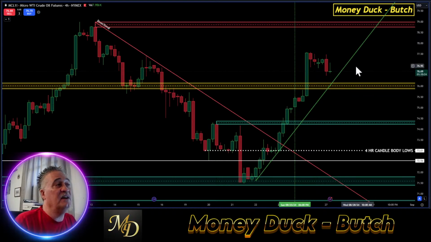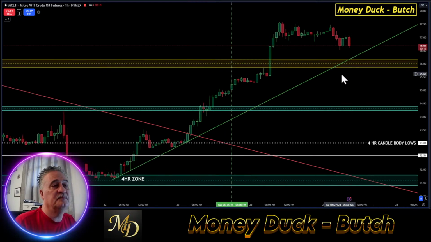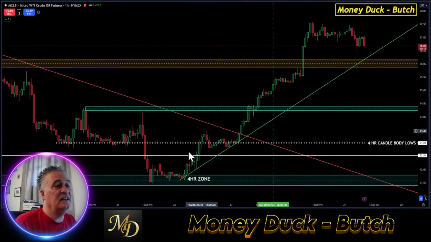So what I'm going to do is dial down, and we already know we've been in it short on this retracement. There it is again, retracement. Here's the break of that 4-hour trend line. And then right now it's just retracing back.